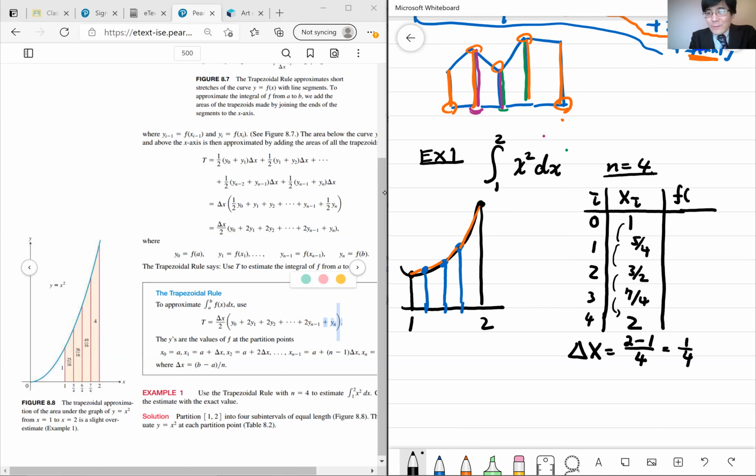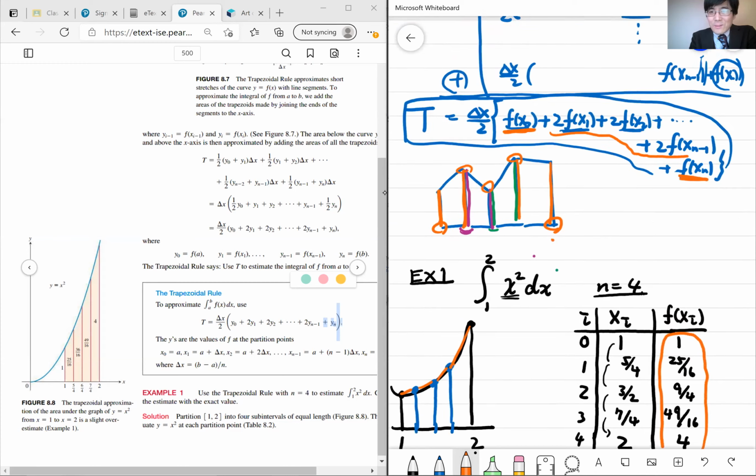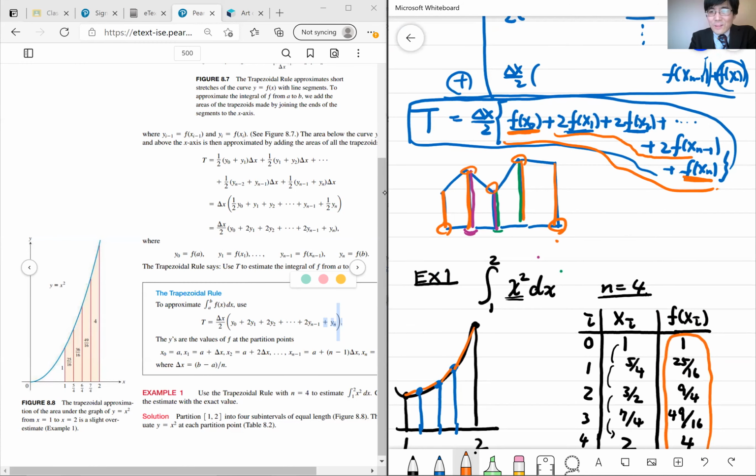Now, we want to know what the y value is at each point. So the function we are using is x squared. So this is going to be just 1 squared. This is (5/4) squared. This is (3/2) squared. This is (7/4) squared. And this is going to be equal to 2 squared. We are going to use these values in the formula, okay?